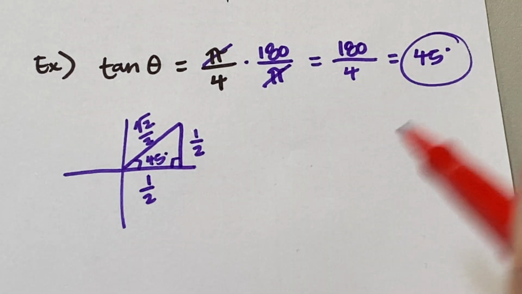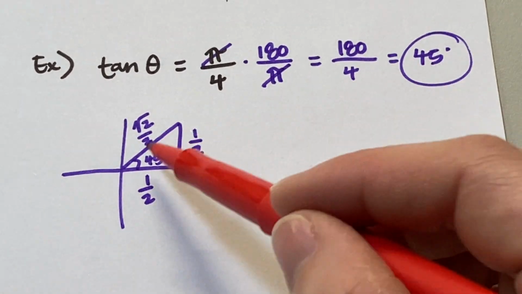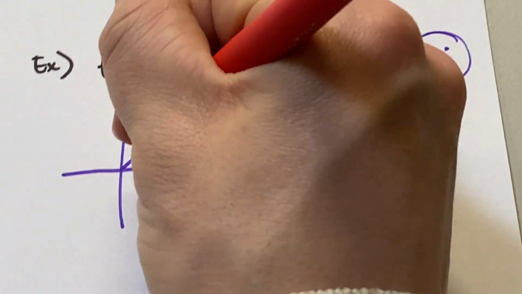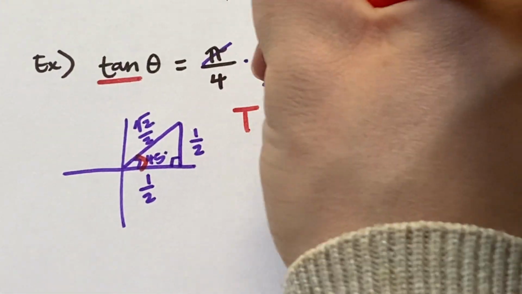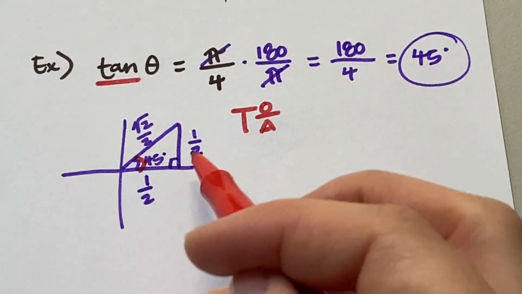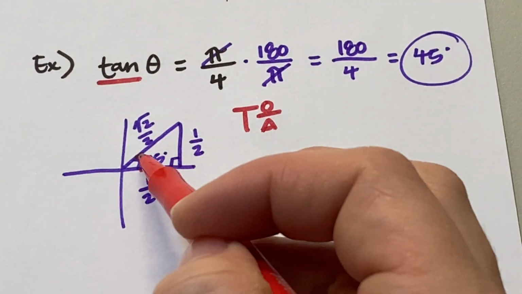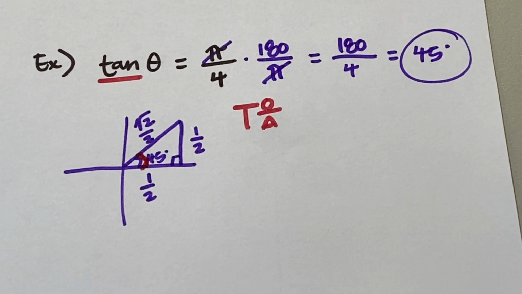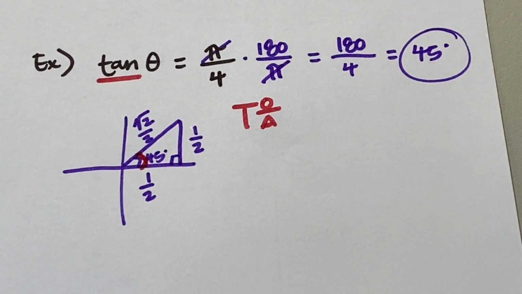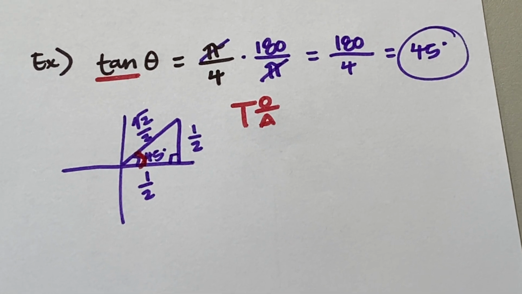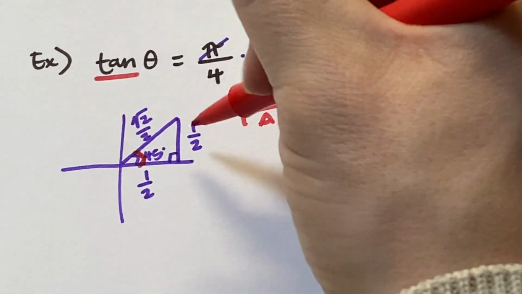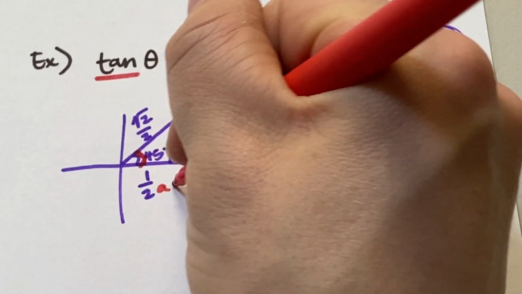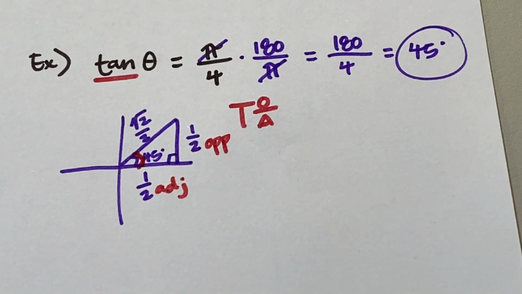Okay. Lots of steps here. First, I converted it to degrees. Then I know from my degrees, it's a 45, 45, 90 triangle. There are my sides. If I want tangent, that means I need TOA. Which sides are my opposite and adjacent based on where I'm standing? It's going to be 1/2, 1/2. Good job. So this 1/2 is my opposite. This 1/2 is my adjacent.